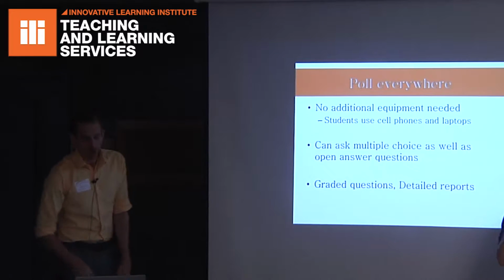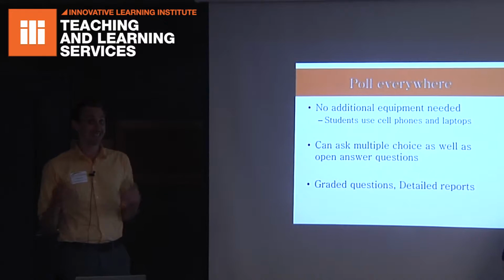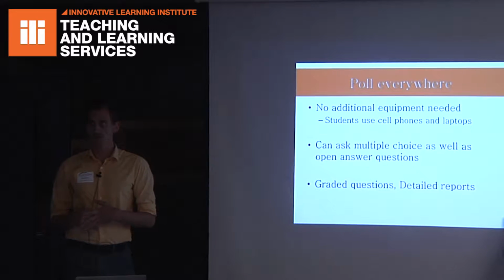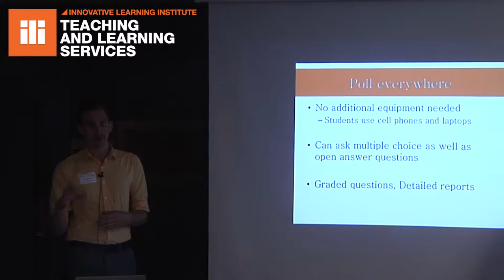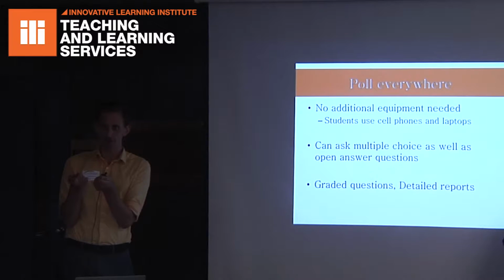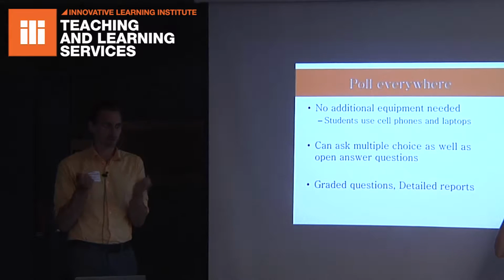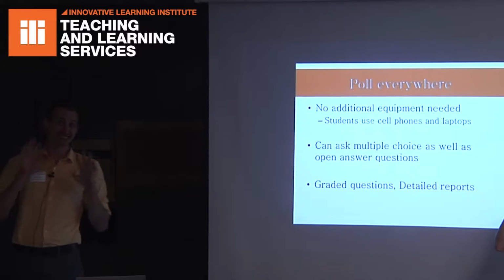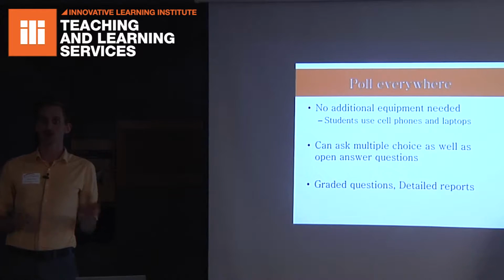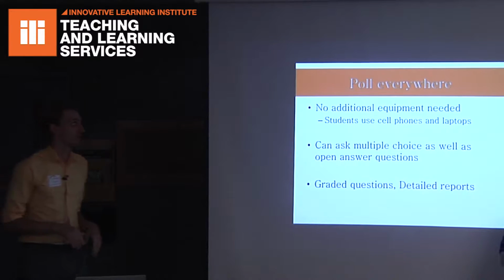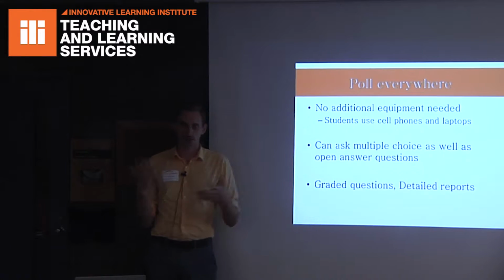Okay, so Poll Everywhere, no additional equipment needed. That's actually a big benefit. With clickers, not only do they need to purchase the clicker, which is about $35, but the faculty themselves have to carry around those transmitters, and they have to plug them in, etc. Because this is internet-based software, it's all based on Wi-Fi signals. So as long as you've got a Wi-Fi signal in that room, you can use Poll Everywhere. Okay? All right, students use cell phones, laptops.